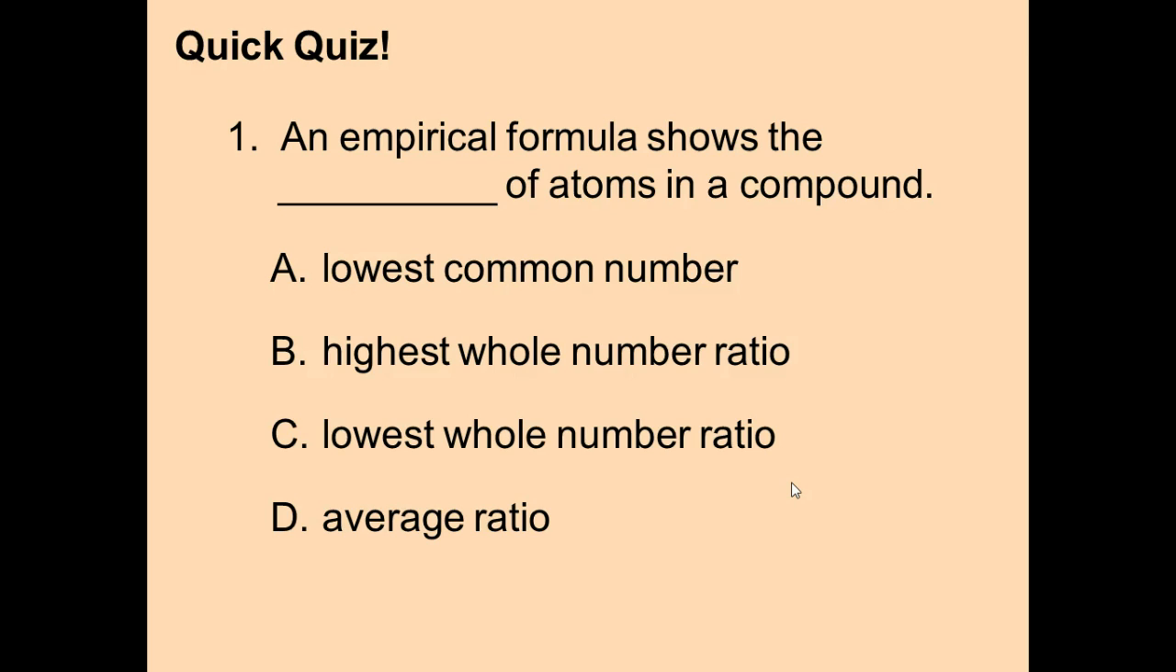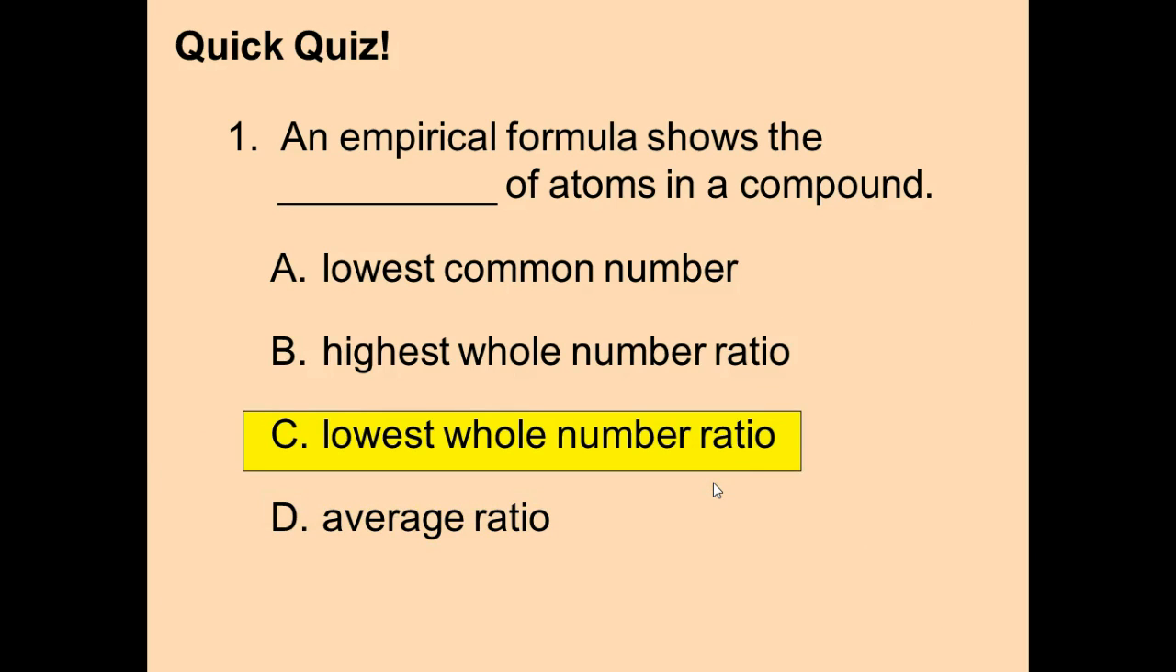So first of all, empirical formulas are the lowest whole number ratio of elements to each other. So for example, if you have C₂H₄, you divide the subscript 2 for C and the subscript 4 for H by 2, and we get the lowest ratio. So the lowest ratio would be CH₂. And so pretty much when you're finding empirical formulas, we divide by the greatest common factor of the subscripts, and we get the lowest whole number ratio. And so the whole point of this is to simplify.